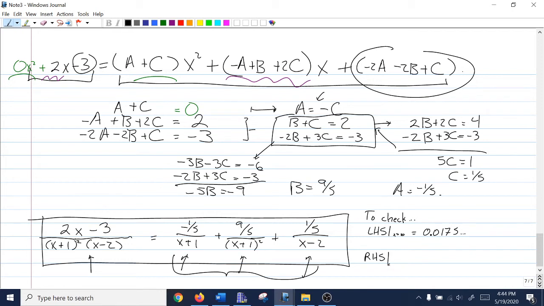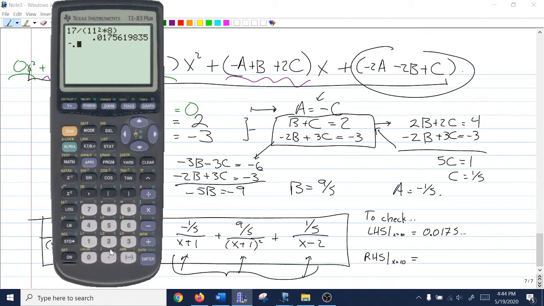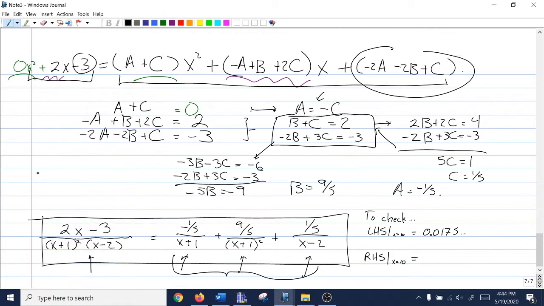When I plug in the right-hand side at x equals 10, I get negative 1/5 over x plus 1 is 11, plus 9/5 over 11 squared, plus 1/5 over 10 minus 2 is 8. I get, crap, not the same thing. Oh no, have I done this right?